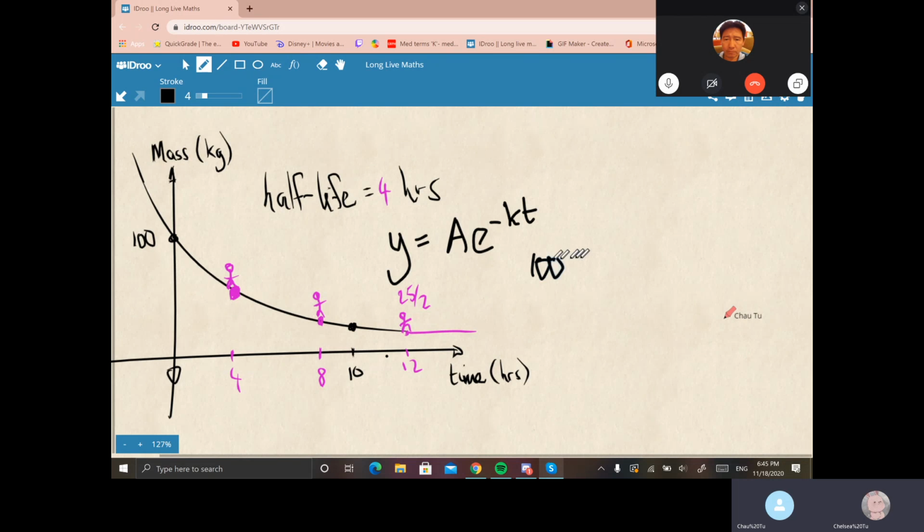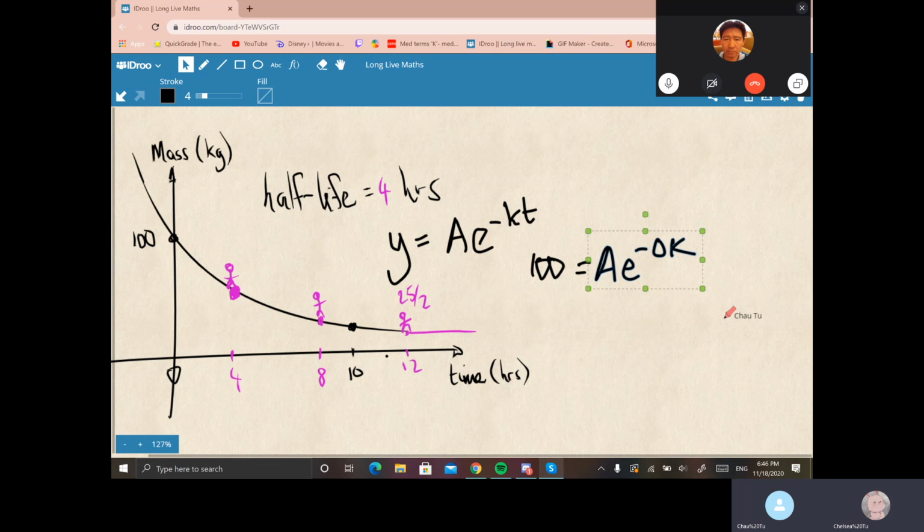So you're trying to force, when time is 0, the graph must be 100. That's what you're saying. Why are you putting 0 into the k? Yeah, okay. And now what?